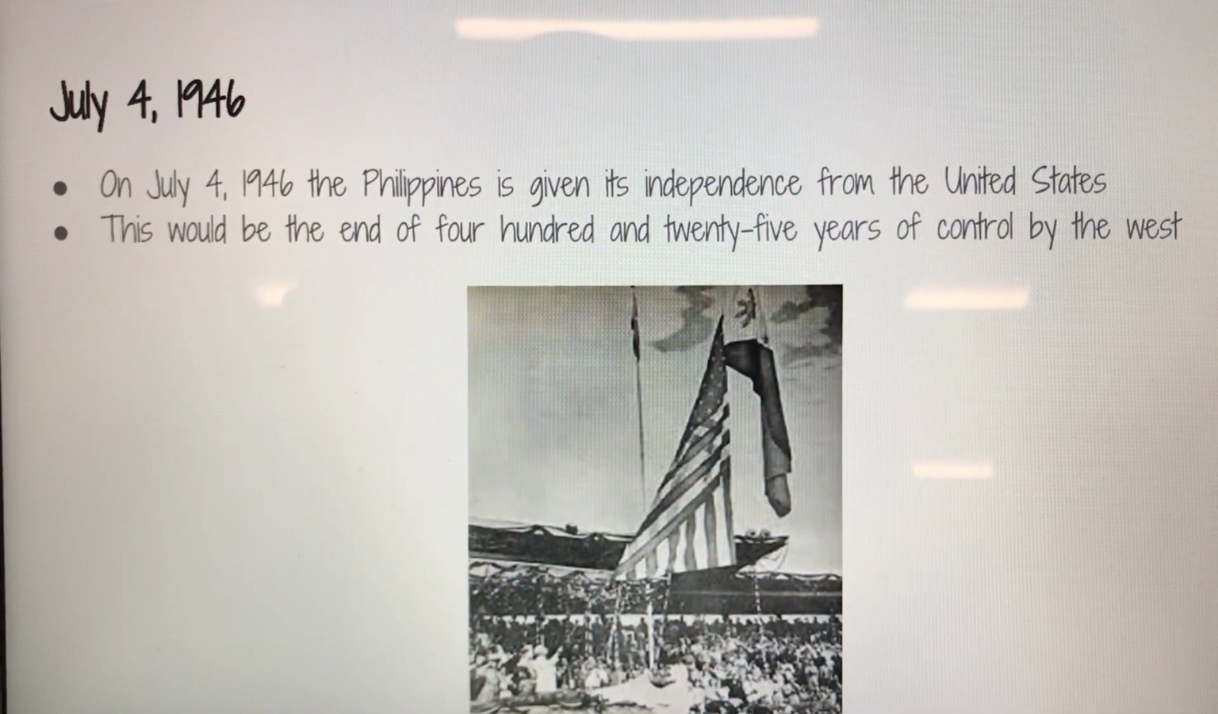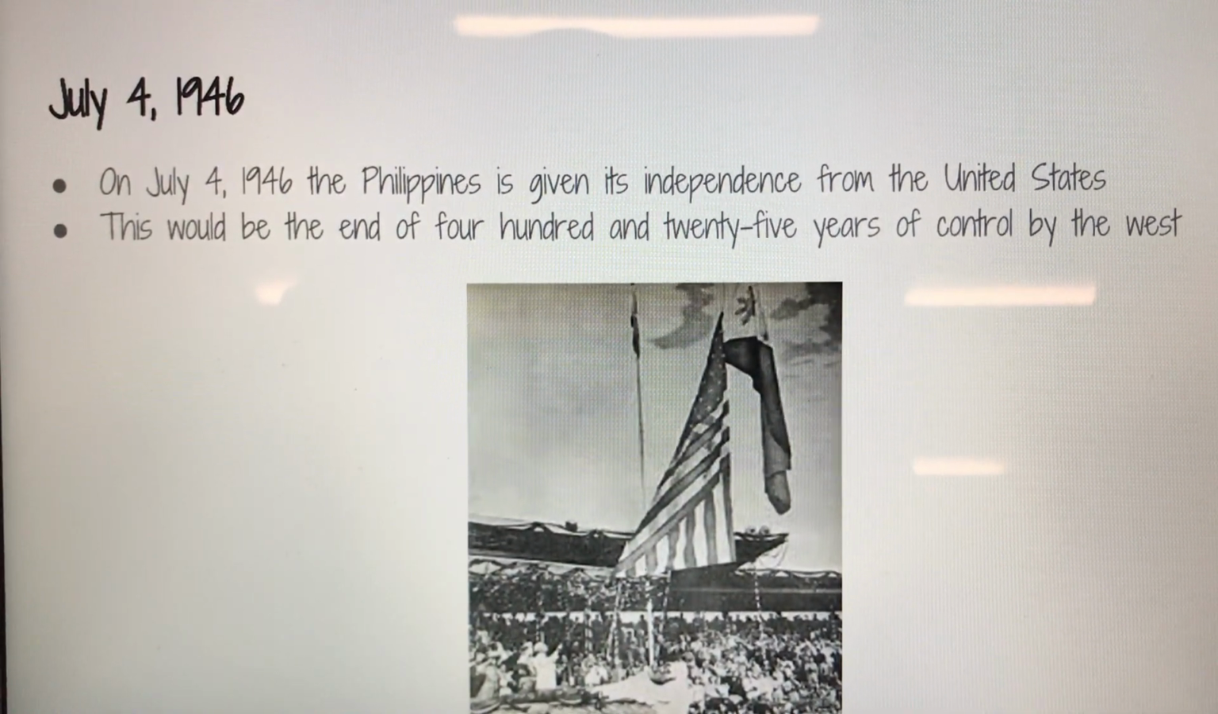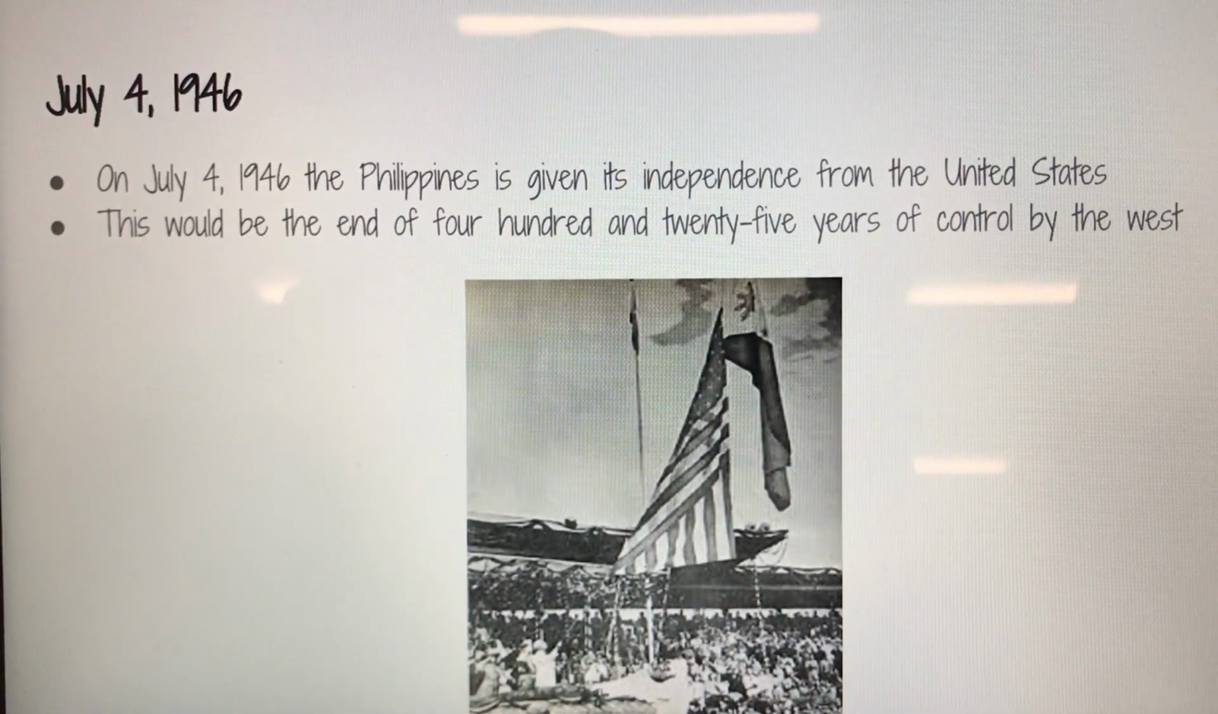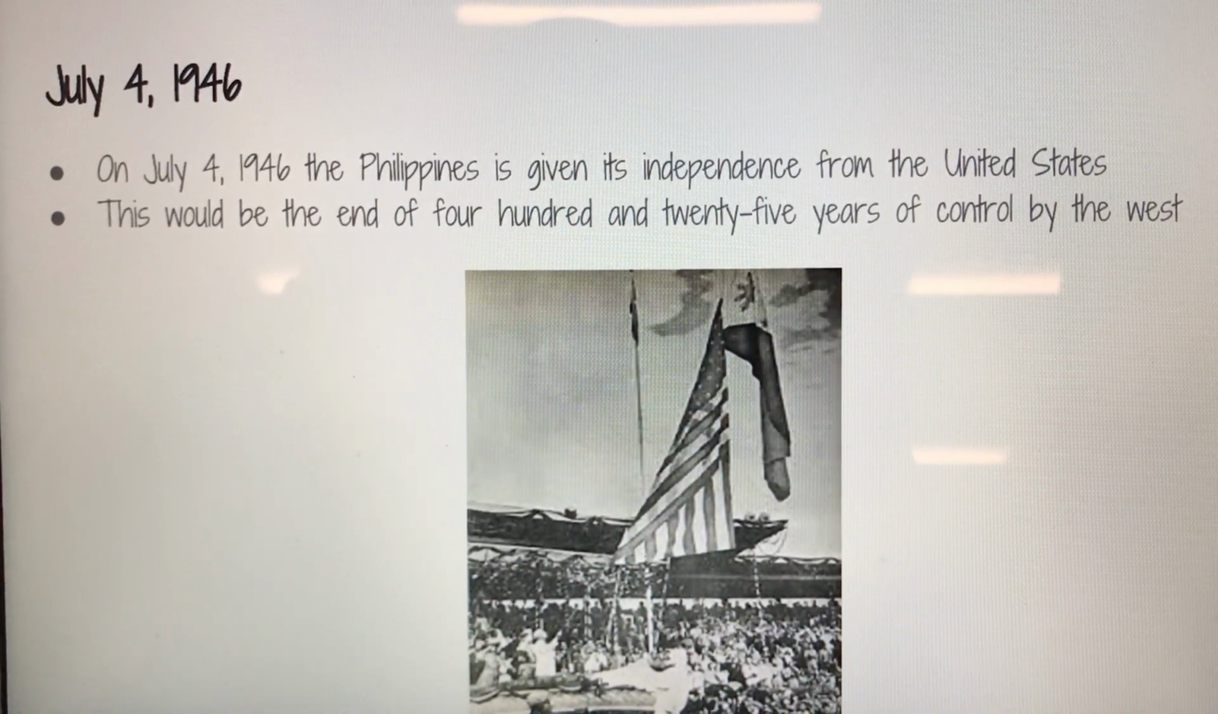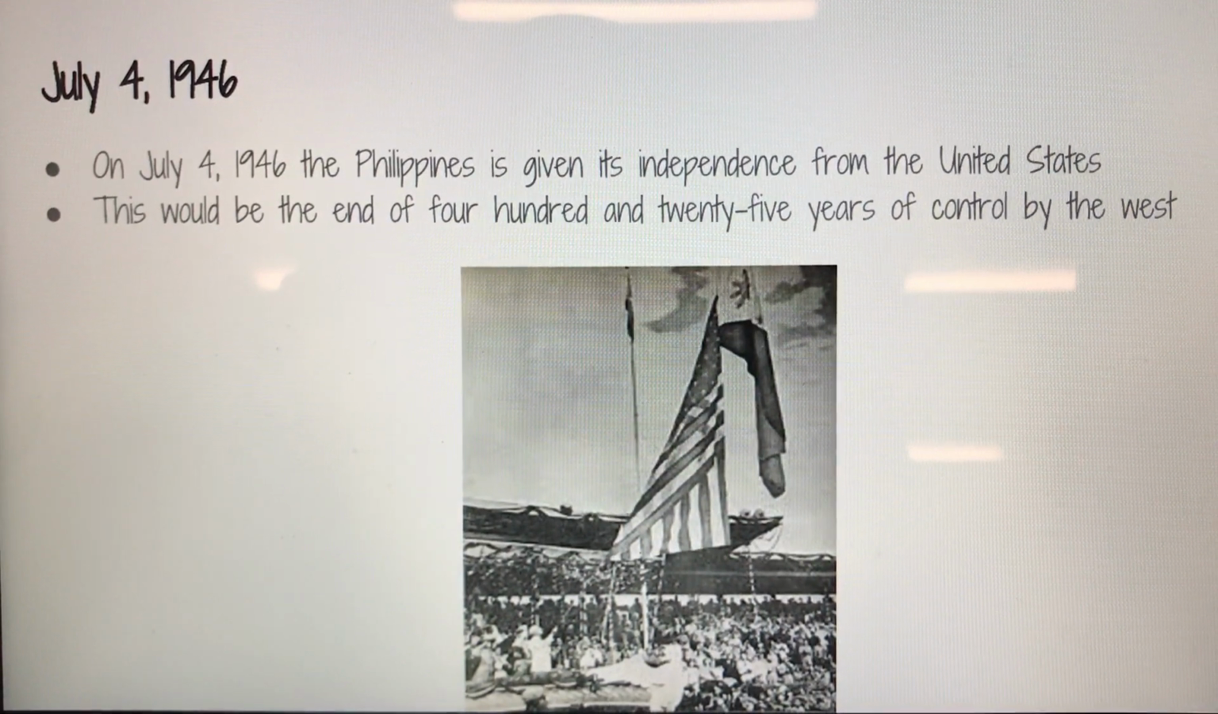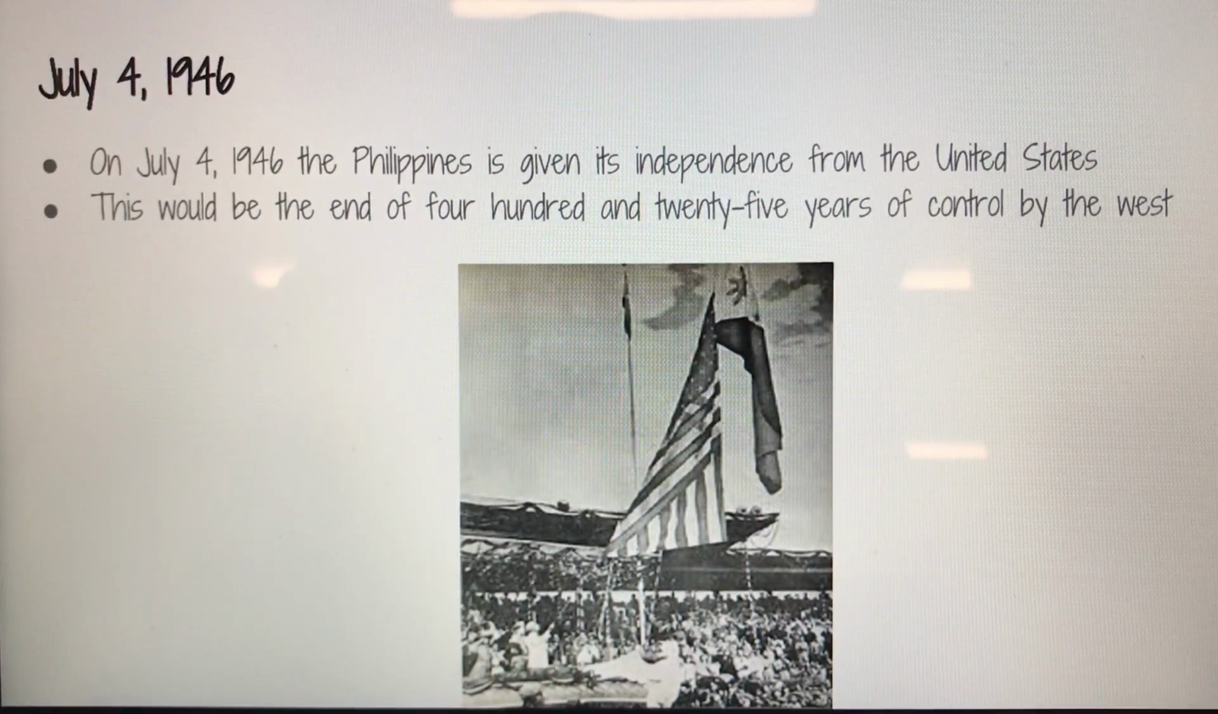July 4th, 1946. On July 4th, 1946, the Philippines is given its independence from the United States. This would be the end of 425 years of control by the West.